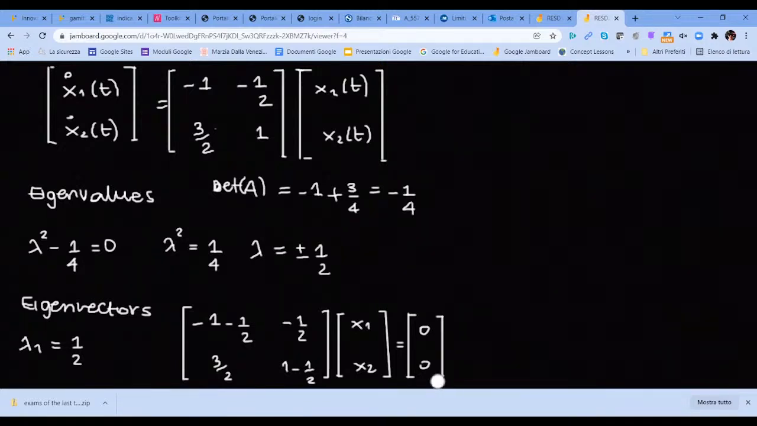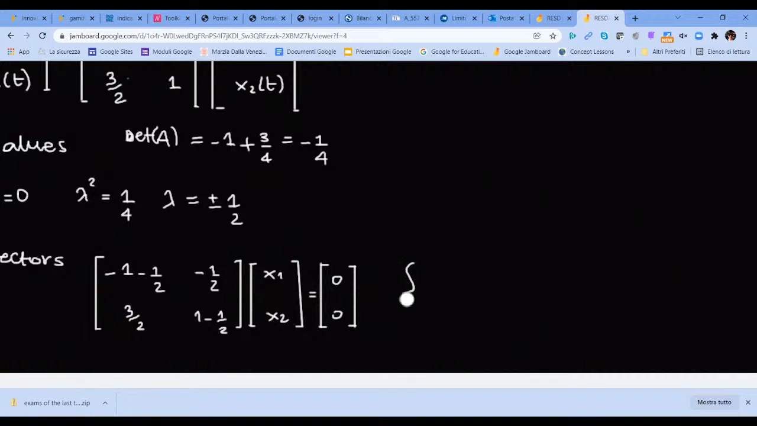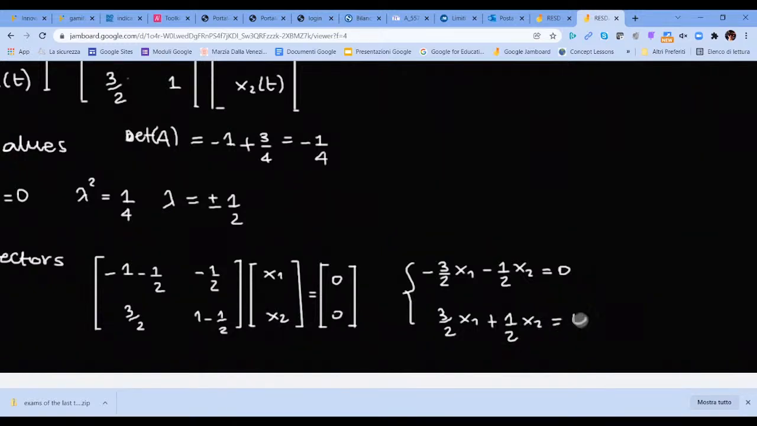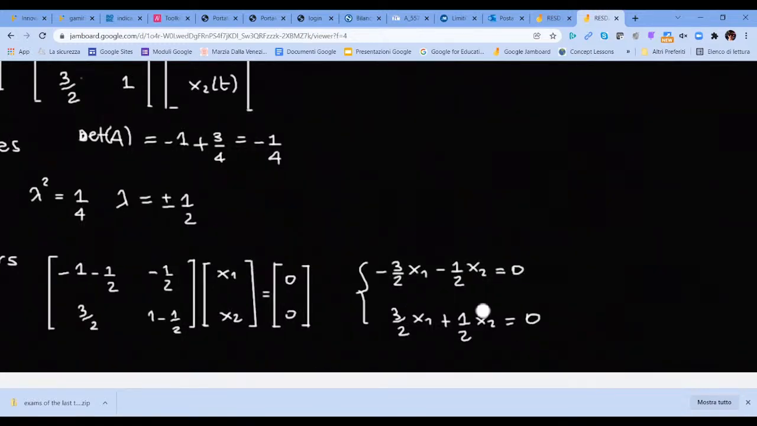Okay, so we have minus 3/2. We can rewrite the system. Minus 3/2 x1 minus 1/2 x2 equals 0. And 3/2 x1 plus 1/2 x2 is equal to 0. As you can see, the second equation is exactly the opposite in sign of the first one. Namely, we need to solve only one of these equations.